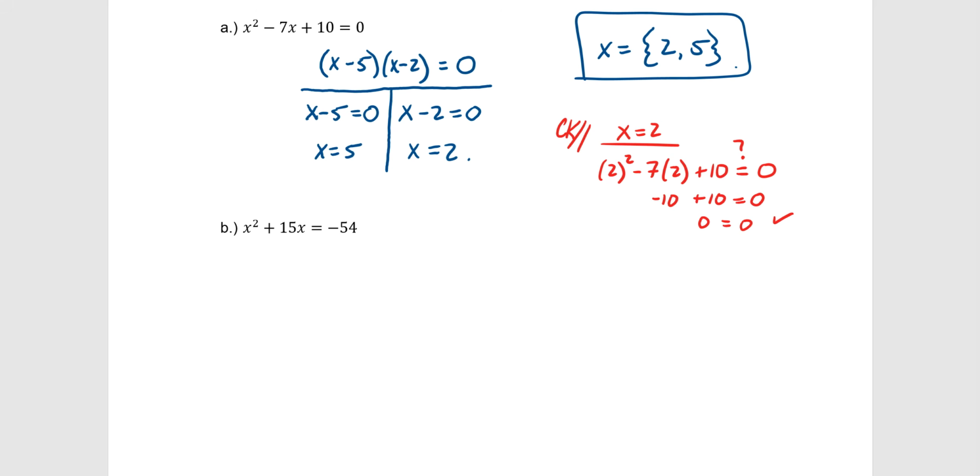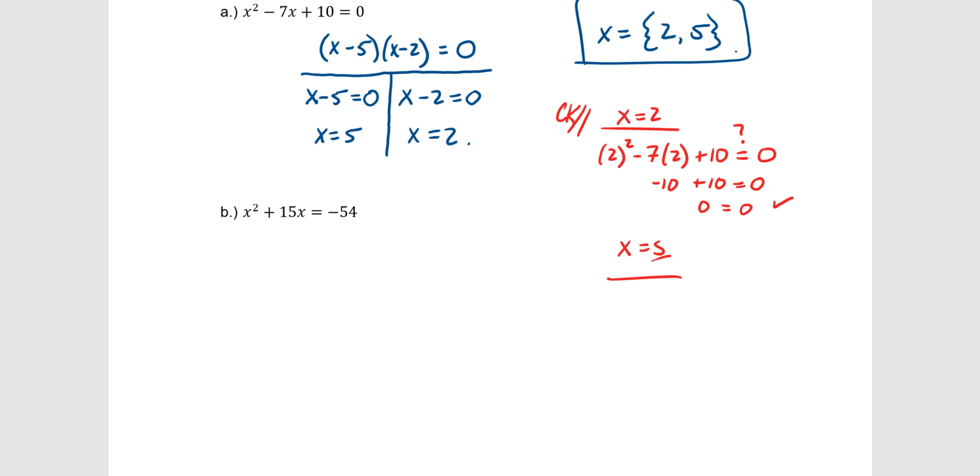And we would also check for x equals 5. So for x equals 5, plugging it in the original, we would get 5 squared minus 7 times 5 plus 10 equals 0 with a question mark. That's 25 minus 35, so negative 10, plus 10 equals 0. And this one also gives us 0 equals 0, so we know that we did it correctly.